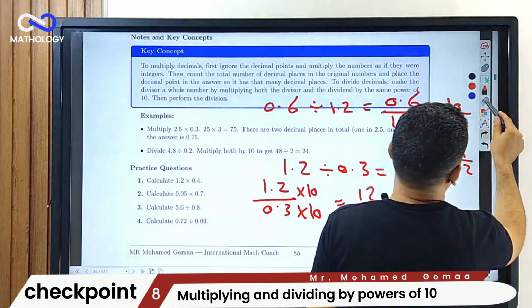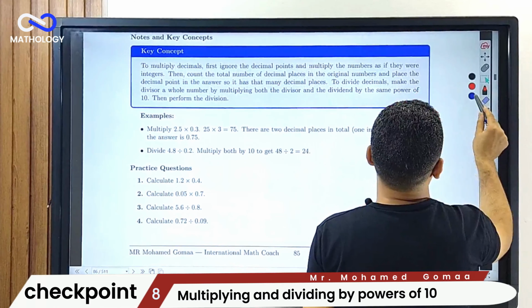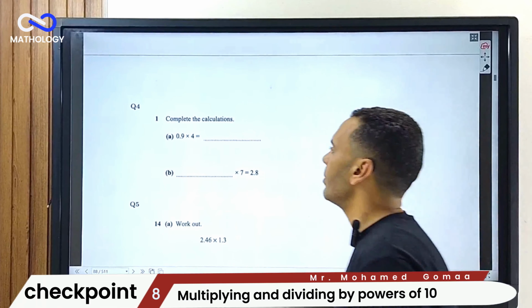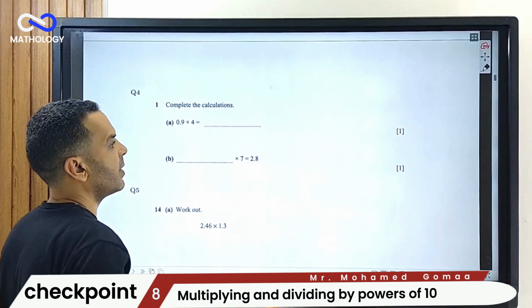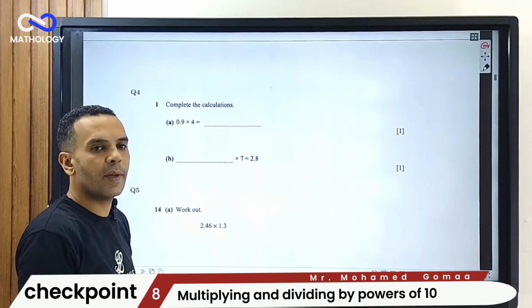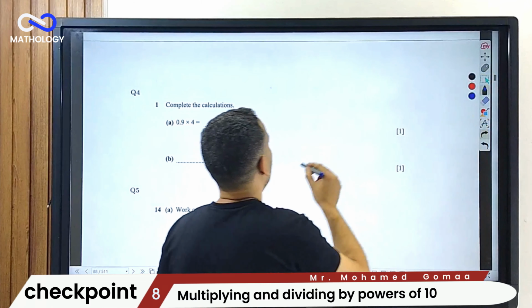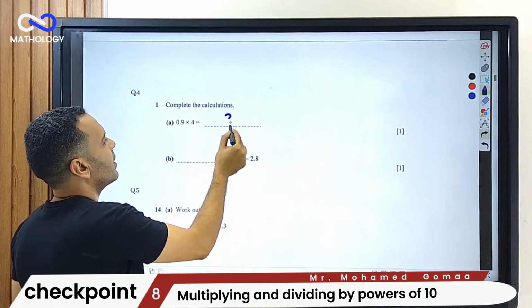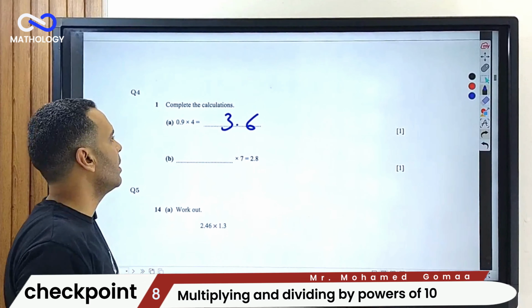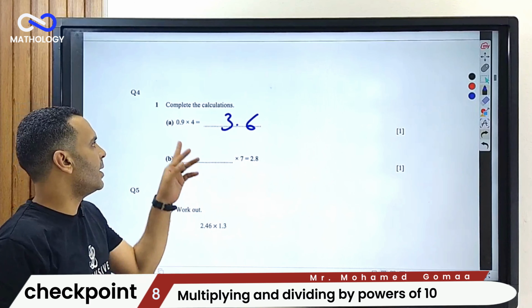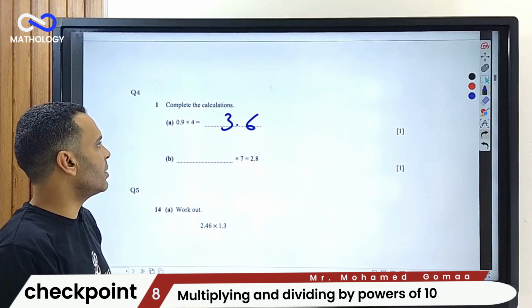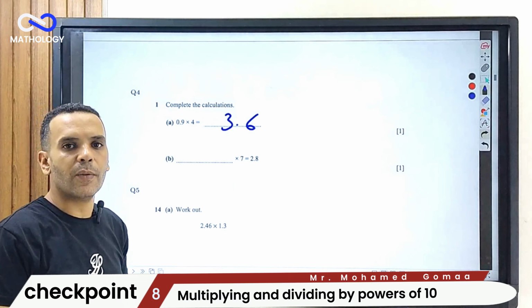Let's see an example. Here, 0.9 multiplied by 4. Ignore the decimals. It will be 9 multiplied by 4, which equals 36. Then remember to put the decimal point after one digit from the right. Here we have a decimal point after one digit, so put the decimal point after one digit from the right.